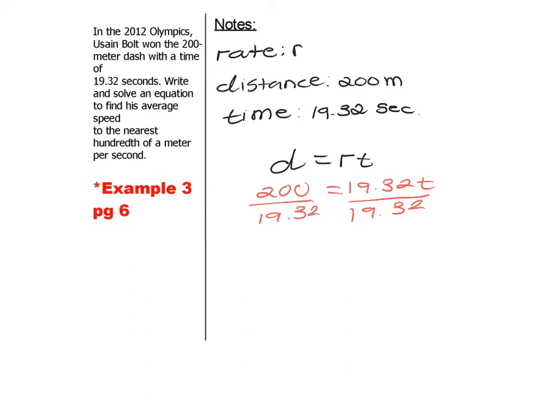The other thing you want to do is pay attention to how they want you to round it. They say, find his average speed to the nearest hundredth of a meter. How many decimal places is hundredth? 2. Right. So take 200 divided by 19.32, and you get an approximate answer. We denote approximate with those little wavy things. And so, approximately 10.35 meters per second. Yes?